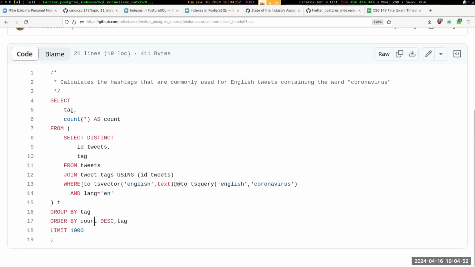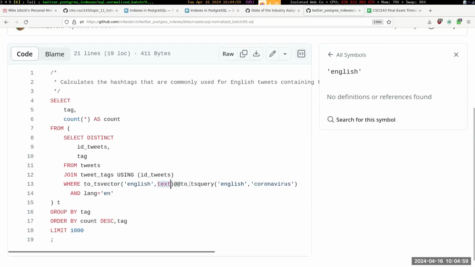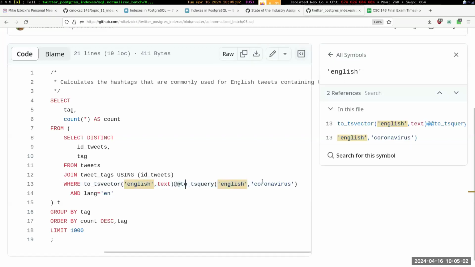We talked about those again last week, but here what we're focusing on right now is line 13. Inside of this where clause, there's this toTS vector, English text, and toTS query coronavirus right here. So this line right here in particular is the thing that we will have to speed up using this new type of index called a GIN index. All of the other things inside of this query can potentially be sped up with a B tree index, but line 13 right here will need a GIN index in order to speed it up. So we'll talk again about how this GIN index works, and that will help you implement the solution for this problem.